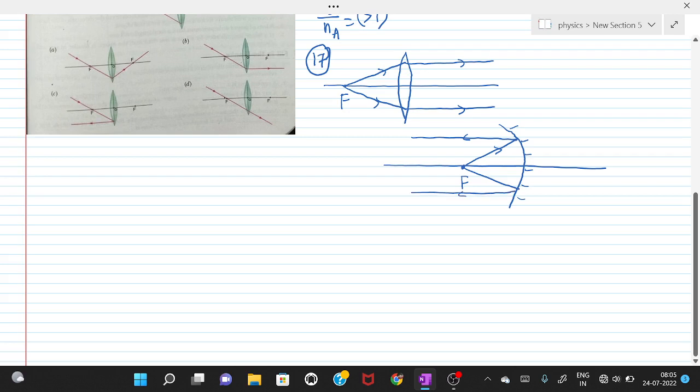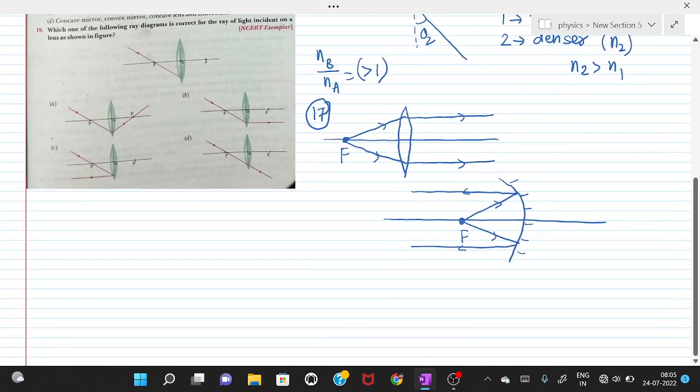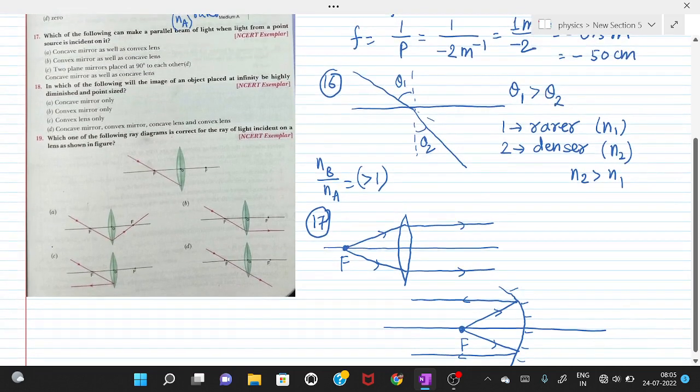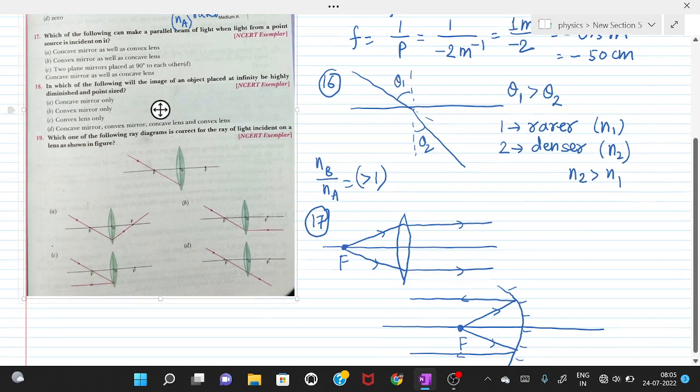So whenever an object is placed at the focus of a concave mirror or at the focus of a convex lens, then the rays become parallel to the principal axis after the optical phenomena. So which option will be correct, my dear? The correct option will be concave mirror as well as convex lens. So for question number 17, option A is correct. Now read question number 18.